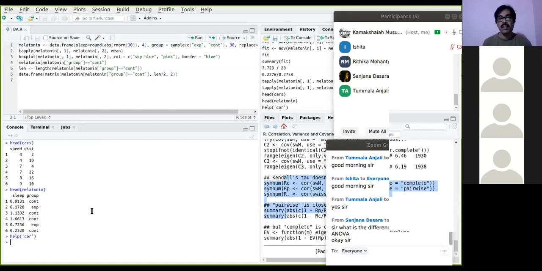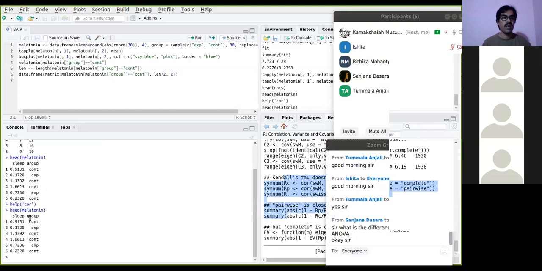We have the cars data. For correlation, you can have categorical, but you should have numerical. See here in head of melatonin, you got control and experimental. You cannot have this type of data. In case we have categories, you need to convert them into numbers. Maybe control will become one and experimental will become two. You have to convert that using if else. I explained that in one of my classes.